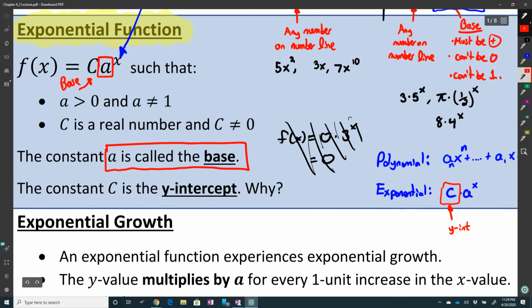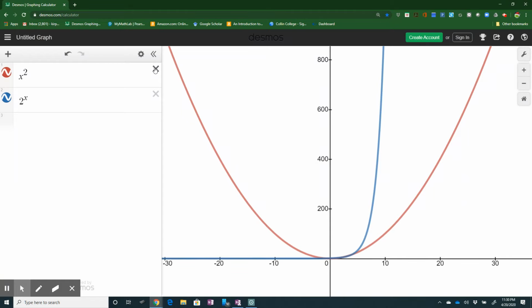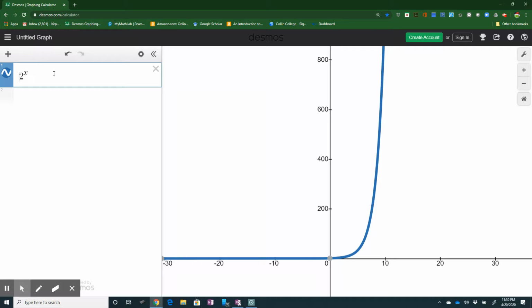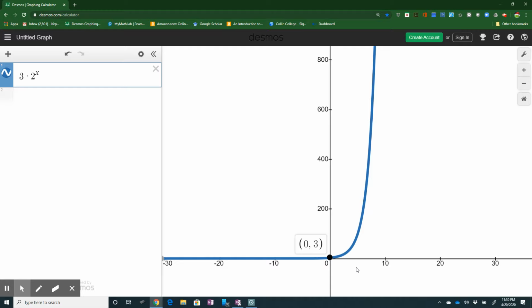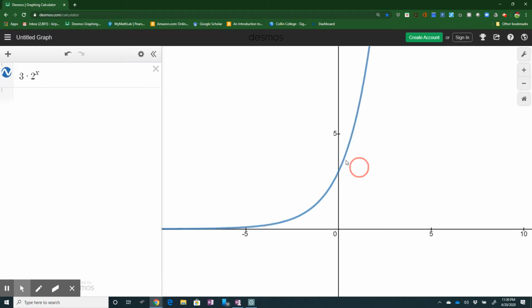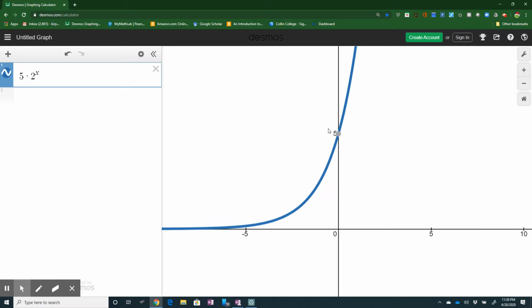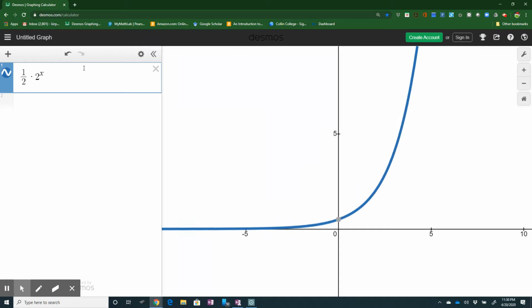All right, so again, when you're dealing with an exponential, for instance, I'll just go to Desmos. If I have 3 times 2 to the x, notice that this number up front would be the y-intercept, which is 3. Let me go back to a normal graph. If I change this to 5, the y-intercept changes to 5. If I change this to a 1/2, the y-intercept changes to 1/2. So whatever the number is in front is the y-intercept.